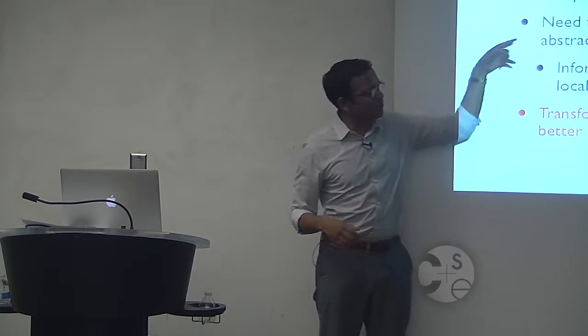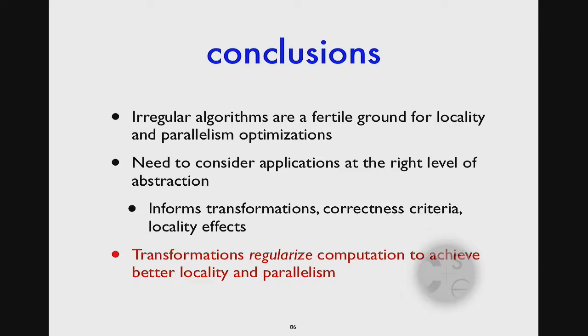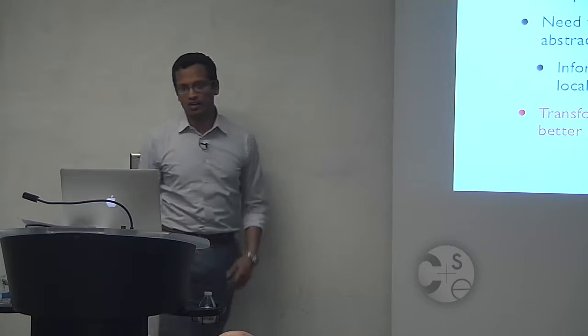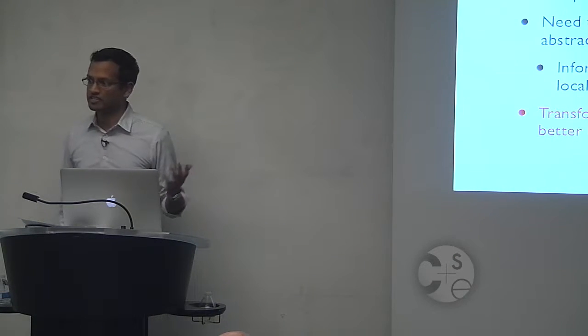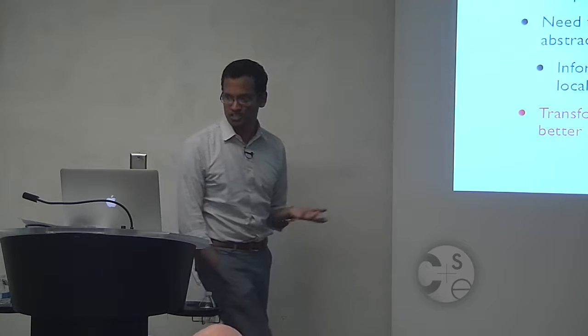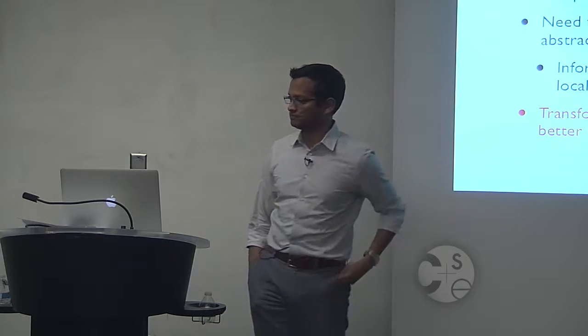But we have found that in order to really get a good handle on how to optimize them, we need to consider them at the right level of abstraction. We need to think about them in terms of iteration spaces, in terms of regularly reoccurring patterns, in terms of the regular pieces of computation that appear inside the irregular programs. And that winds up informing the transformations that we develop. It informs the correctness criteria that we come up with, informs our reasoning about locality effects, et cetera. And ultimately, we came up with a whole bunch of different kinds of transformations that essentially regularize the computation to get us better locality and parallelism.